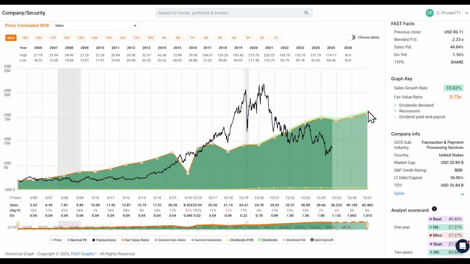I'm looking at weighing the risk against the reward, and I think the risk is priced in here. In other words, I don't see how you could go wrong with this company buying it at these levels if you're a long-term investor and willing to hold it.